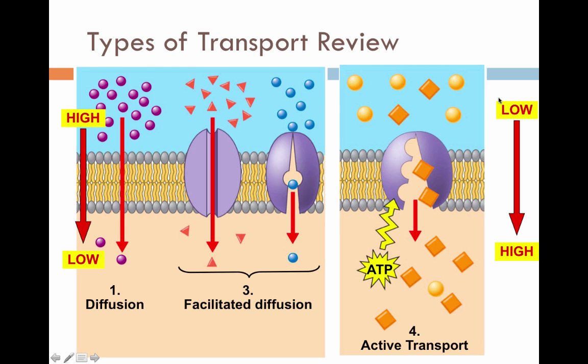Here's a nice summary of 3 out of the 4 types of molecule transport. This picture is not showing you osmosis. It's showing you diffusion, which is the first one we learned, high concentration to low concentration, no energy is required, and no protein is required. Osmosis we skipped. Facilitated diffusion is the movement of molecules from a high concentration to a low concentration with the help of a protein. Active transport is the exact opposite. It goes from a low concentration to a high concentration with the use of ATP.